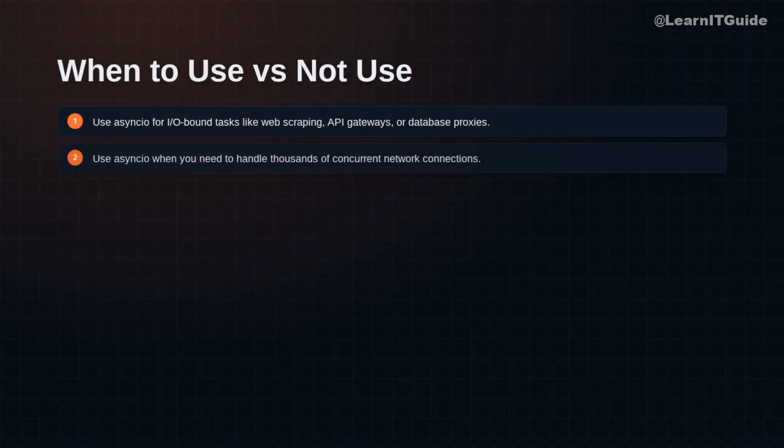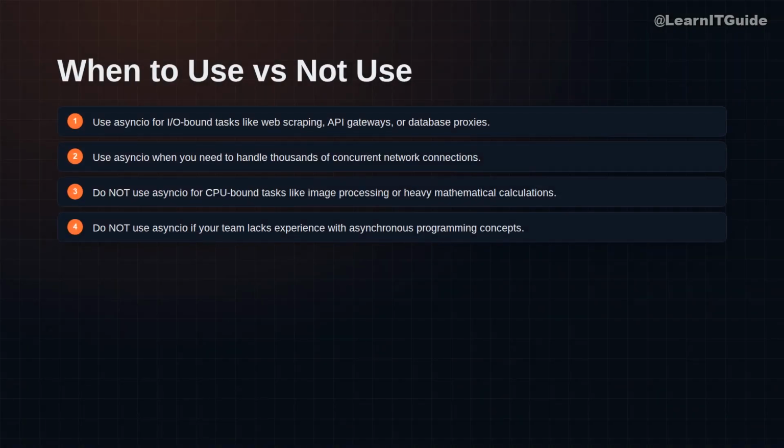So when should you use this? Use Async I/O for I/O bound tasks. This includes anything that spends most of its time waiting for a network or disk response. If you are building an API gateway, it is perfect.